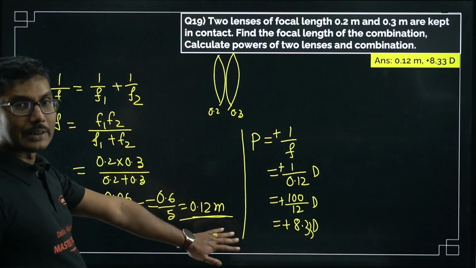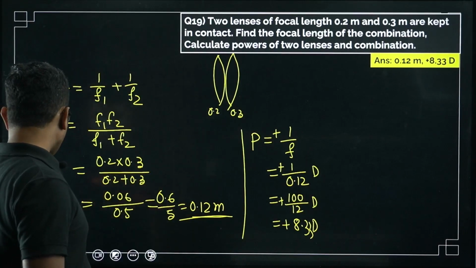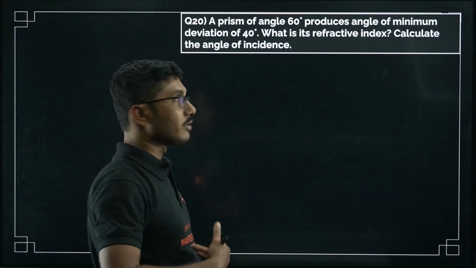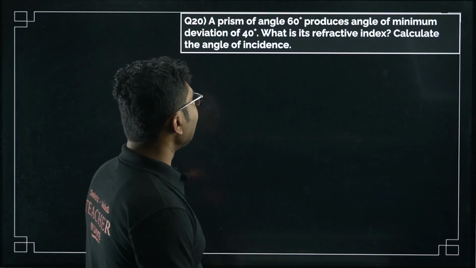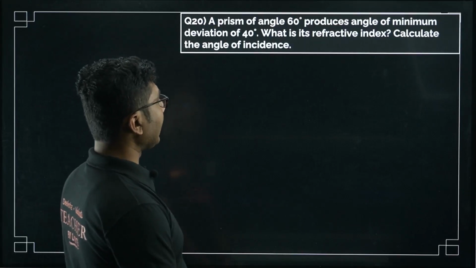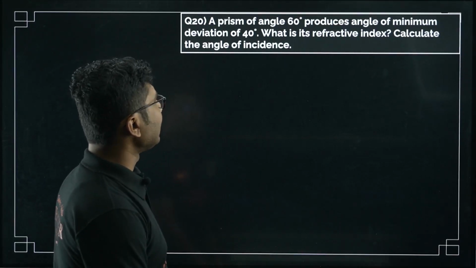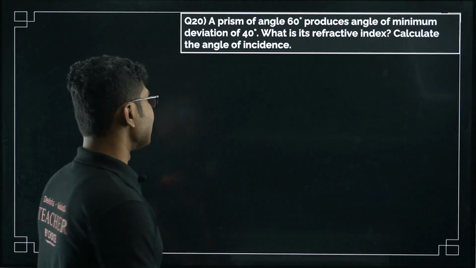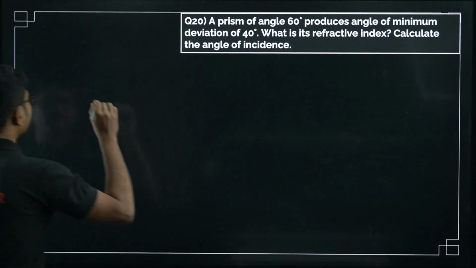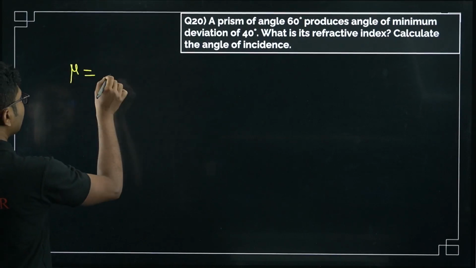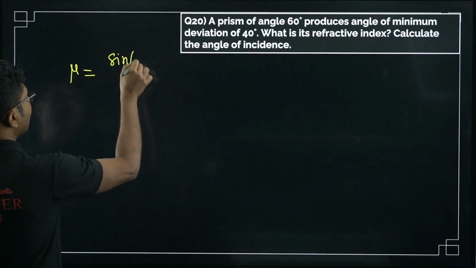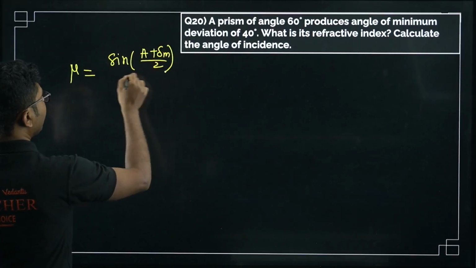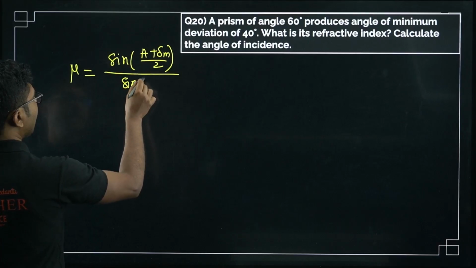So this is a very simple question, and this is also from one of your previous year questions, not recent, but 3-4 years ago this question also came. A prism of angle 60 degrees produces an angle of minimum deviation of 40 degrees. What is the refractive index? Calculate the angle of incidence. So this is basically based on the formula that mu equals sine of (A plus delta m) by 2, divided by sine A by 2.